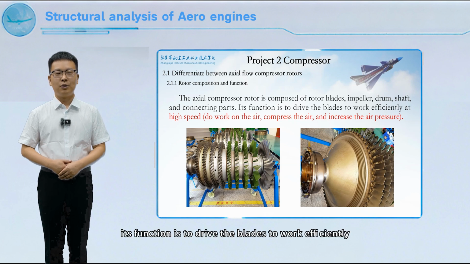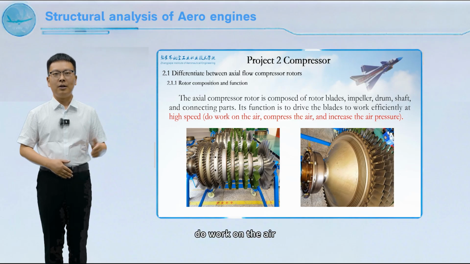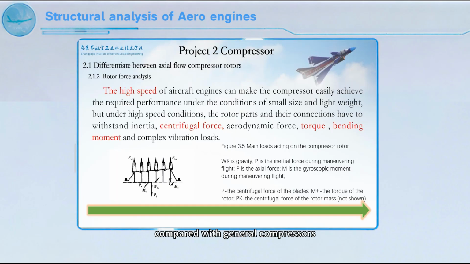Its function is to drive the blades to work efficiently at a high speed, do work on the air, compress the air, and increase the air pressure. Compared with general compressors, the main feature of aviation compressors is high speed, which can reach thousands or tens of thousands of revolutions per minute. High speed can enable the compressor to obtain the required performance under the conditions of small size and light weight, and meet the most basic requirements of engine performance design, which is an advantage.